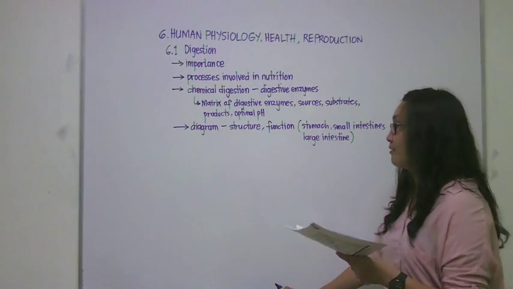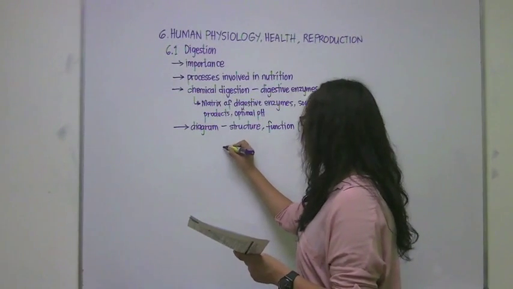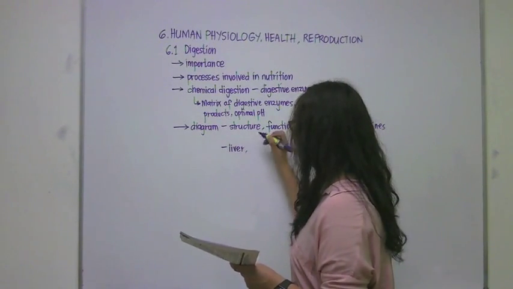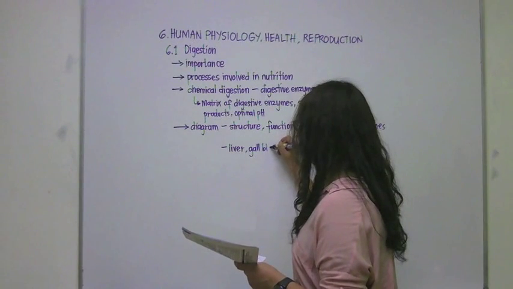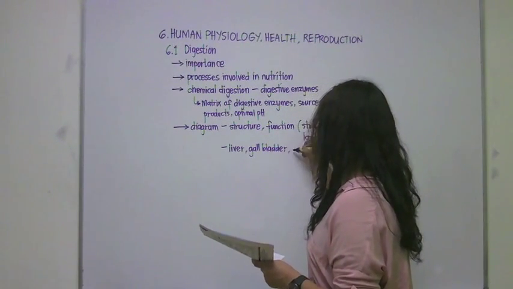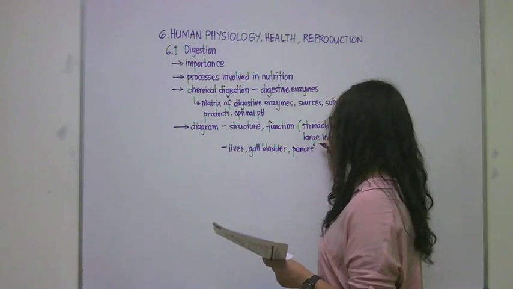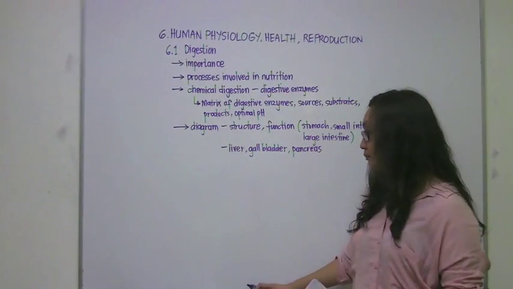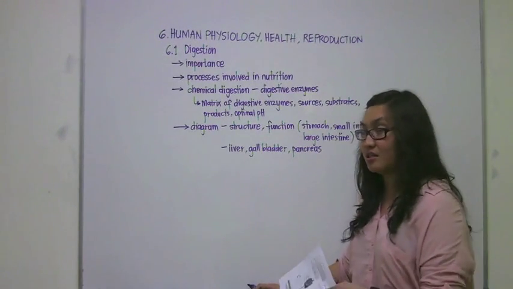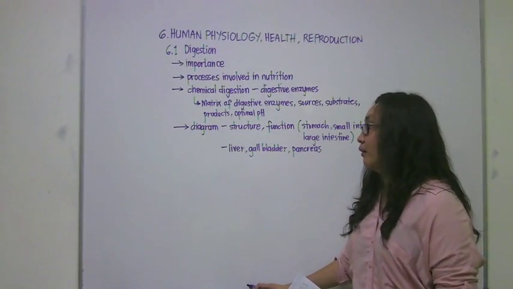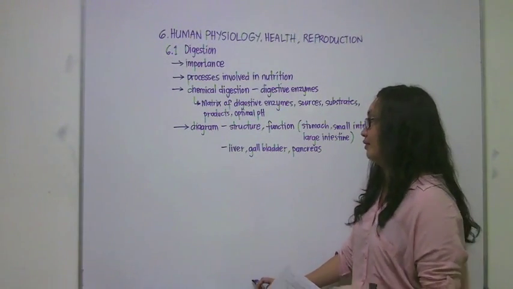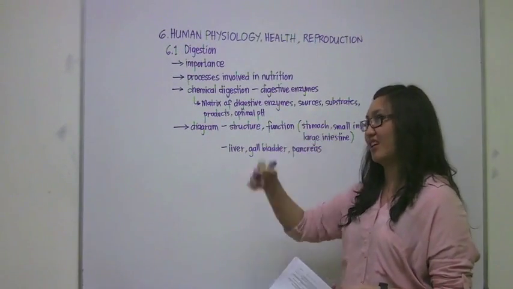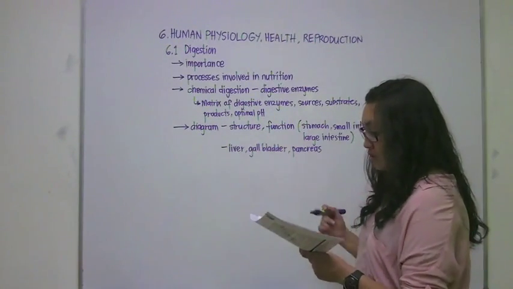Apart from that, especially for HL students, they need to learn the structure and the function of the liver, the gallbladder, and the pancreas, because these three structures contribute to chemical digestion, because they produce digestive enzymes. Once they have learned the function of these organs, they have to relate this to the totality of how digestion works.